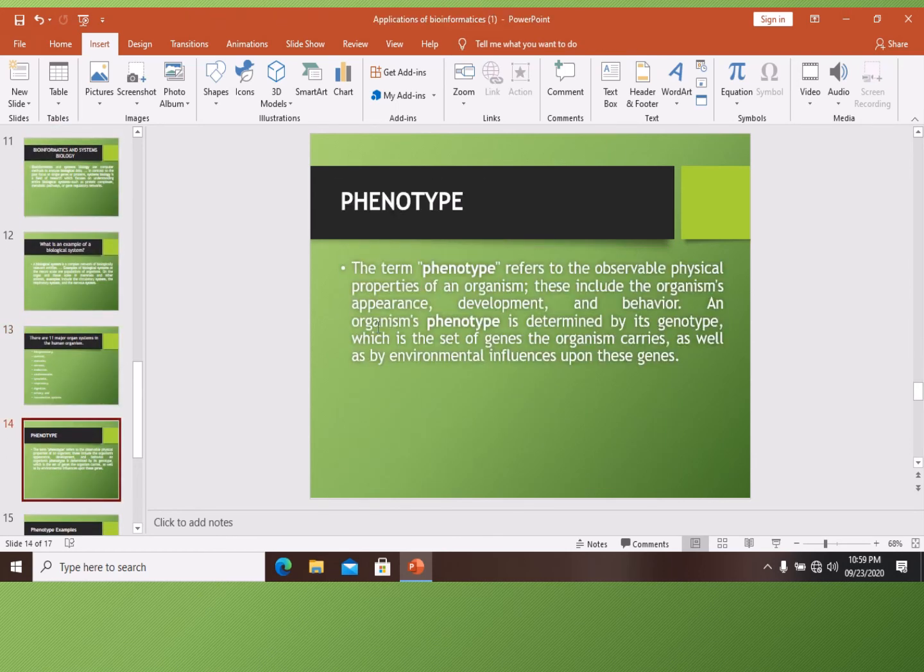Phenotype refers to the observable physical properties of an organism. These include the organism's appearance, development and behavior. An organism's phenotype is determined by its genotype, which is the set of genes the organism carries, as well as the environmental influence upon these genes.